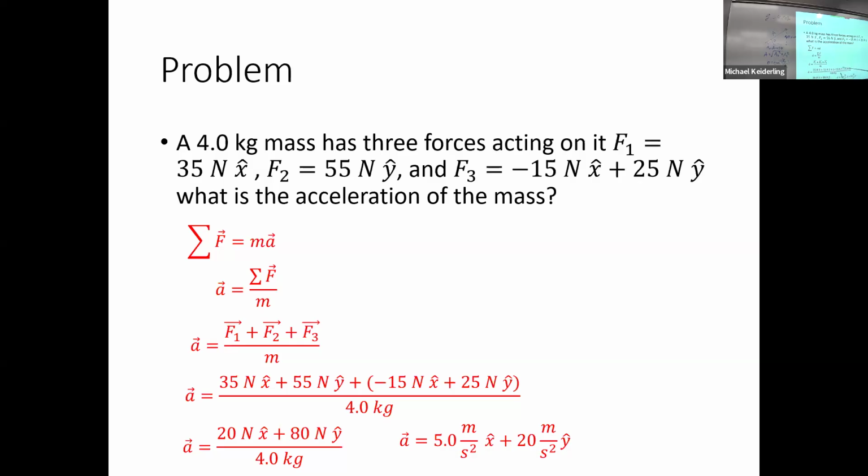So 35 newtons minus 15 newtons is 20 newtons, and 55 newtons plus 25 newtons is 80 newtons. So the net force is 20 newtons in the x direction and 80 newtons in the y direction. And we divide that by 4 kilograms, and we get 5 meters per second squared in the x direction, and 20 meters per second squared in the y direction.